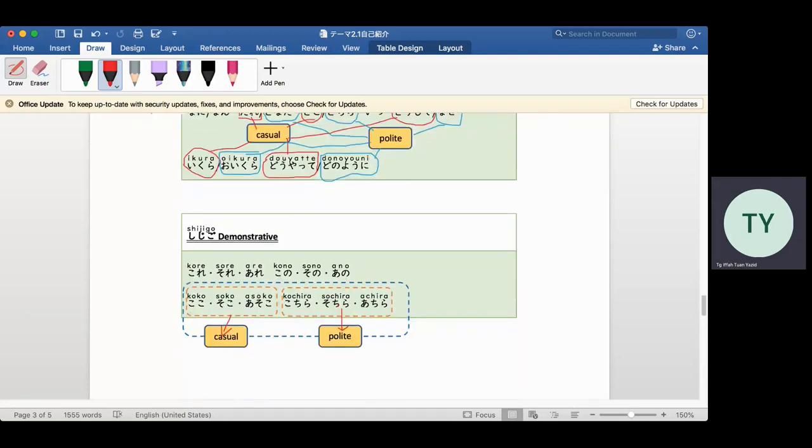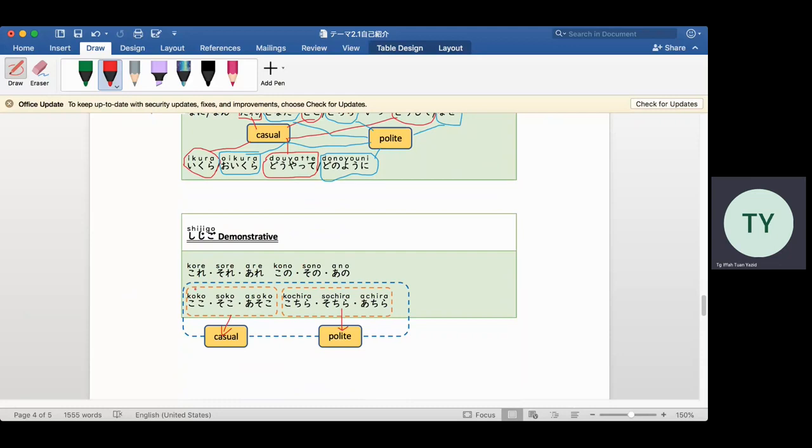Shijishi, demonstratives. Shijishi is kata tunjuk. Demonstratives: kore, sore, are. Kore means this, ini. Sore, that. Are, over there. Kono, sono, ano, same as kore, sore, are. Kono, same as kore, means this. Sono, same as sore, means that. Ano, same as are, means over there. The difference you will learn in detail in the next chapter.